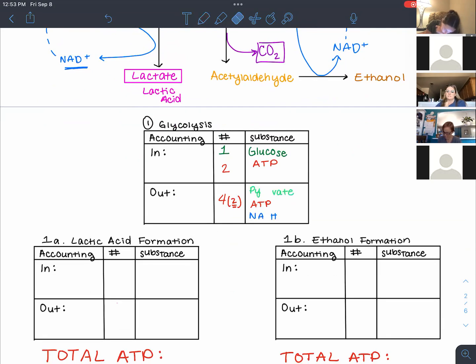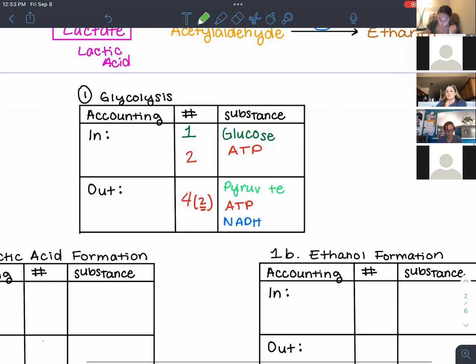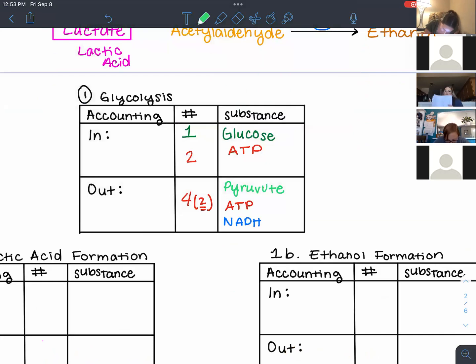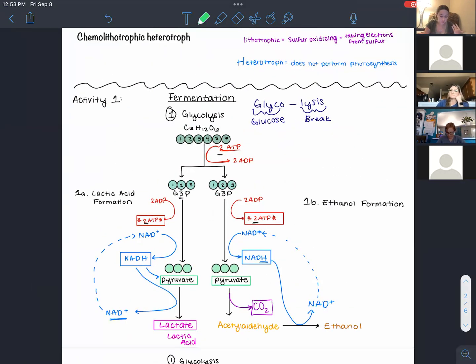I have a question. On our charts, it says glycolysis and Krebs cycle. Fermentation doesn't really go through the Krebs cycle, does it? Nope, it's just glycolysis. Hold on, let me write this real quick. Fermentation is literally just glycolysis over and over.